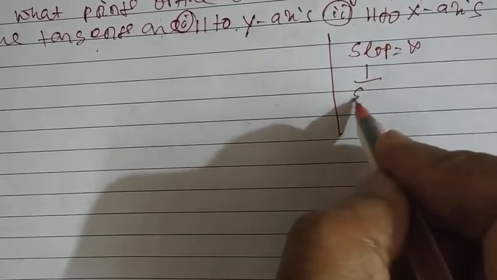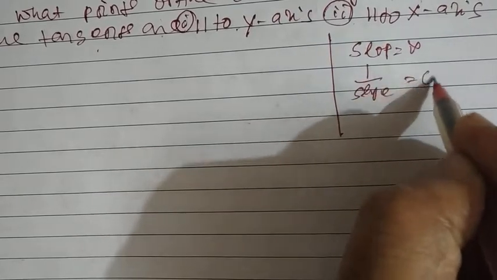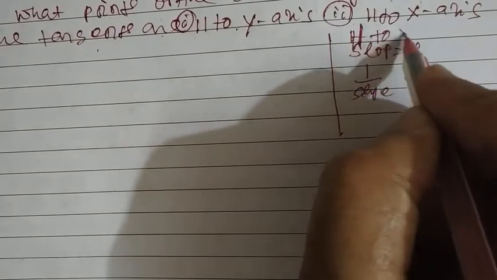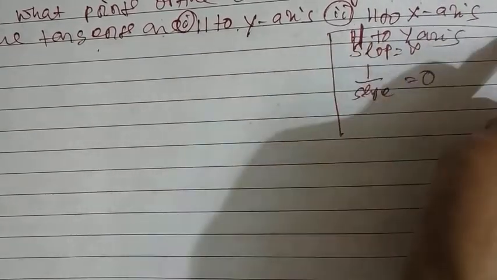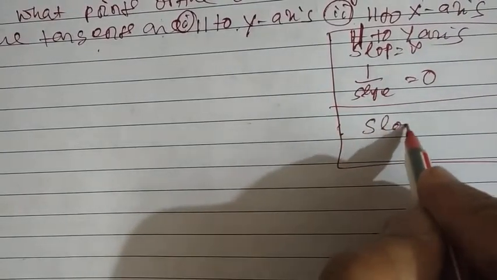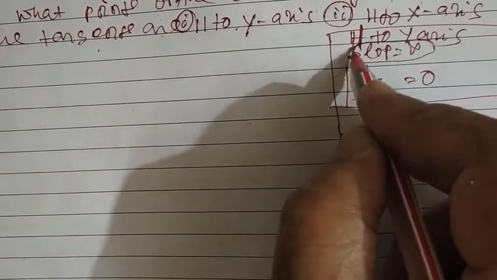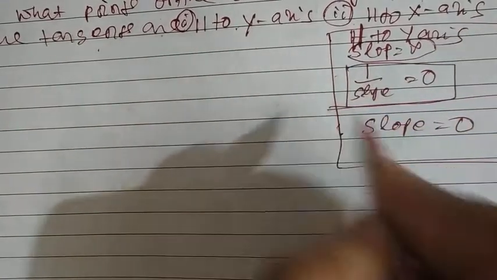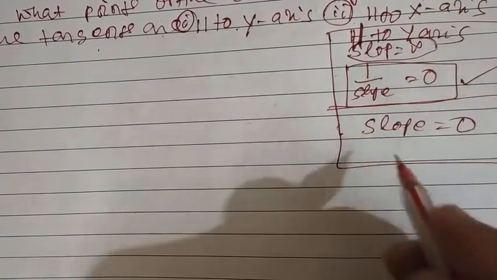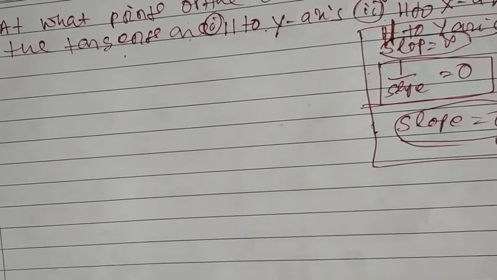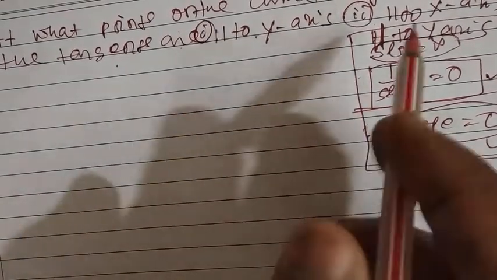That means 1 by slope is 0 for parallel to y-axis. And for parallel to x-axis, slope is 0. You don't use slope is infinite. Better to use 1 by slope is 0 for parallel to y-axis and slope is 0 for parallel to x-axis. Okay, let us do. What is the given curve?